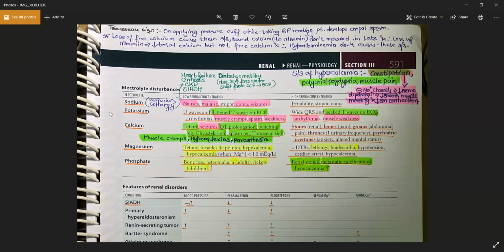The majority important ones are sodium, potassium, and calcium, because symptoms are almost similar in all three of them. So you need to differentiate between these three before choosing the option.